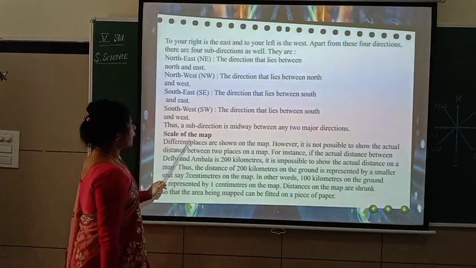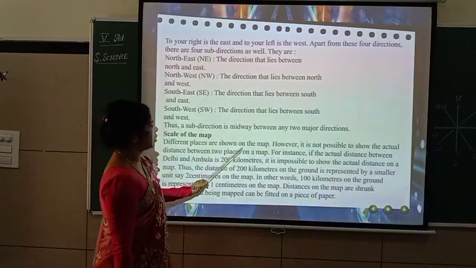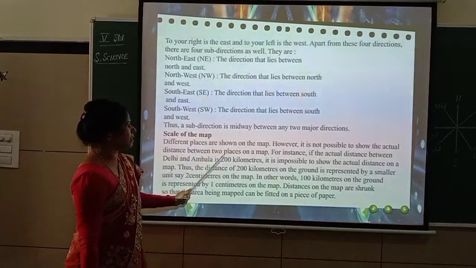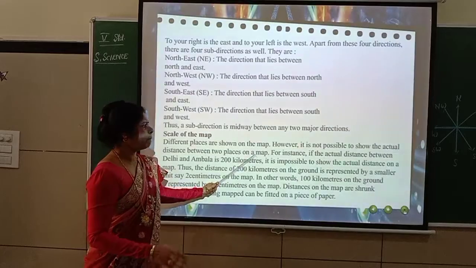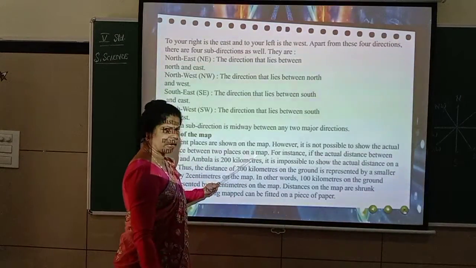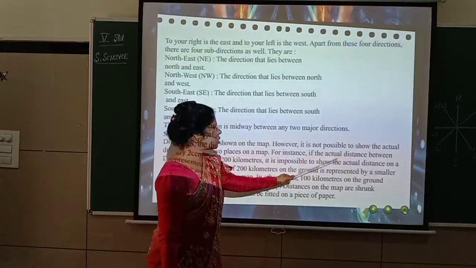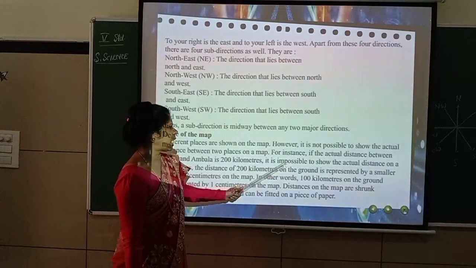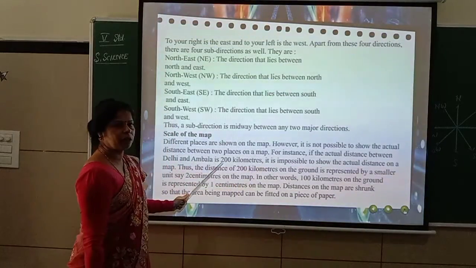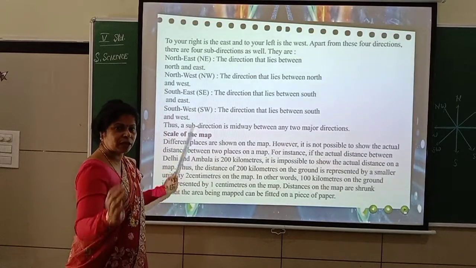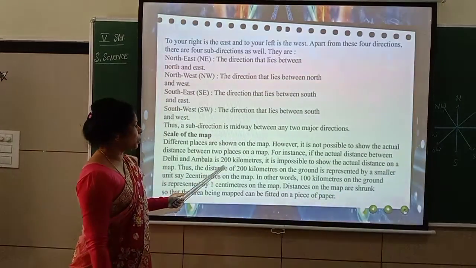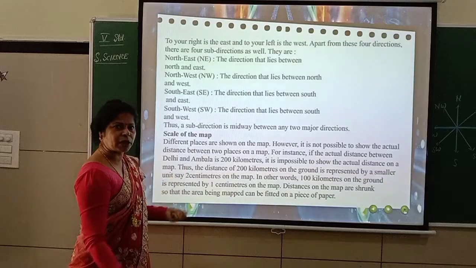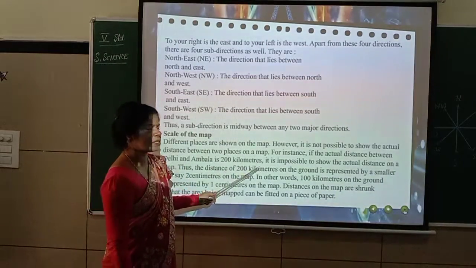Yes. Now scale of the map. Different places are shown on the map. However, it is not possible to show the actual distance between 2 places on a map. Actual distance you cannot show, but approximately you can just make a map. For instance, if the actual distance between Delhi and Ambala is 200 kilometers, it is impossible to show the actual distance on a map. If it is 200 kilometers, that much big a map you have to draw. Now for example, if you have to go abroad, maybe USA, there will be thousands of kilometers. Can you show that map? No. For that reason, in the map itself they will show the scale.